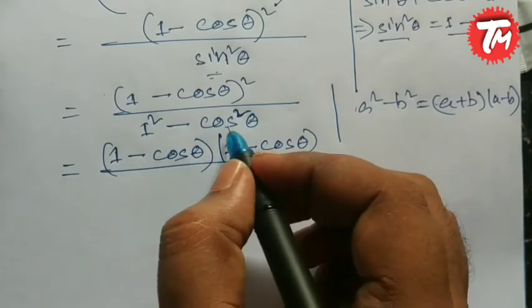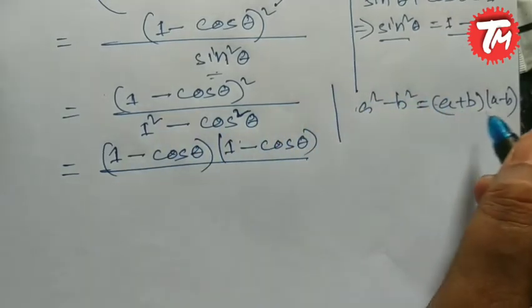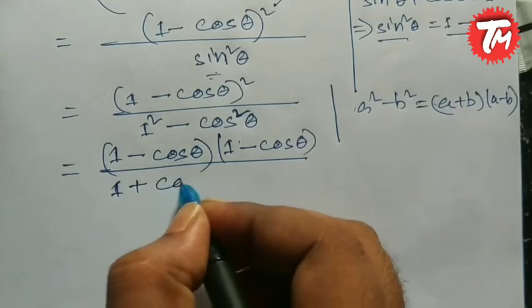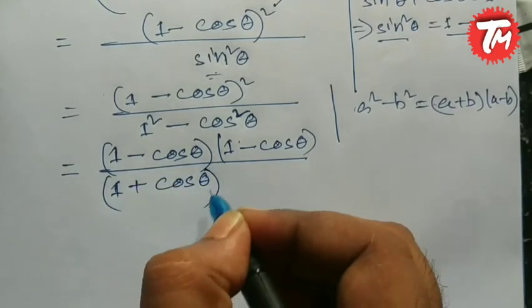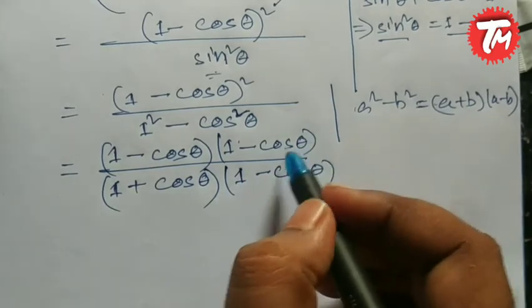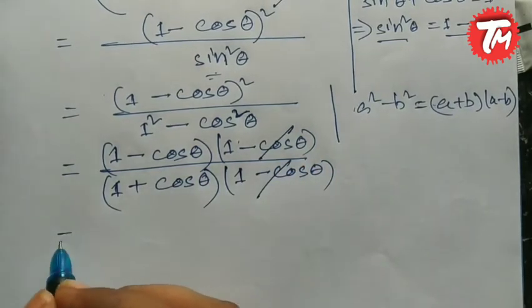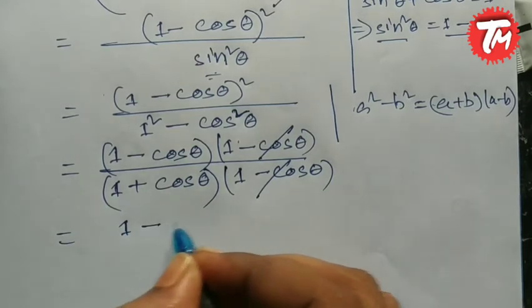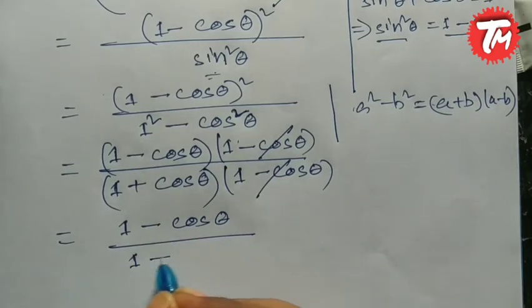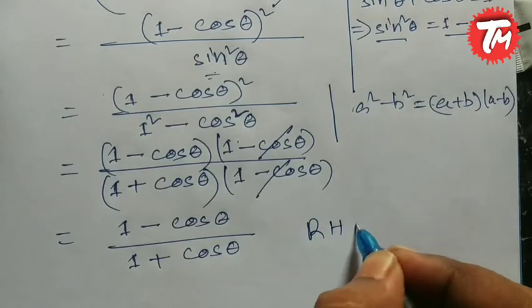And 1 square minus cos square theta: this is the value of a and this is the value of b. So a square minus b square equals a plus b into a minus b, that means 1 plus cos theta into 1 minus cos theta. So this one and this one would be cancelled. What remains here is 1 minus cos theta divided by 1 plus cos theta. So this is the right hand side, proved.